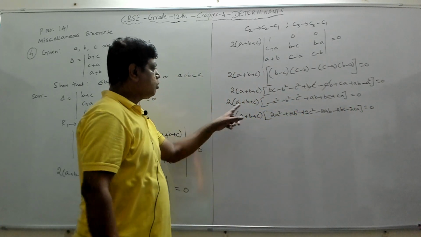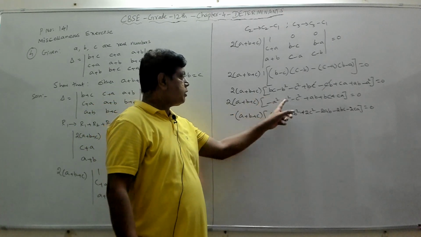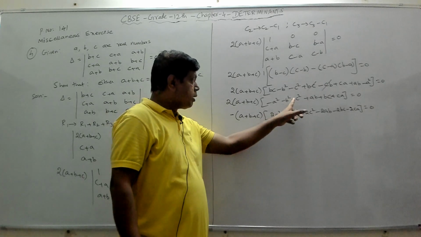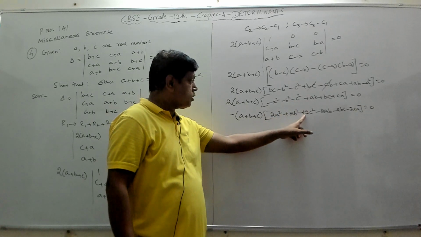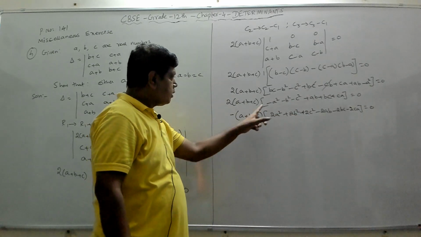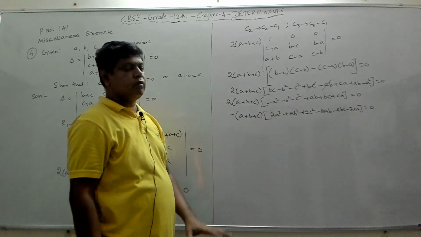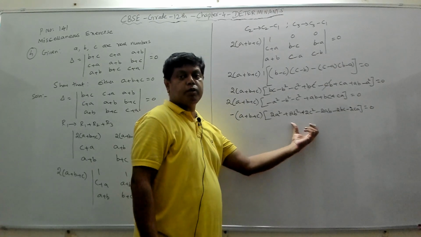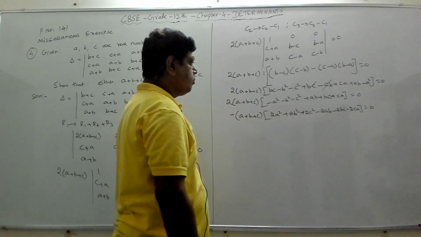Fine. This 2, when it goes here, it will become 2a square, 2 into b square, 2b square, 2 into c square, 2c square. But it should become minus 2c square. I am writing plus 2c square because I have taken minus common from all these. So why do we do this? Because this will get into the form of a minus b whole square and b minus c whole square form. That's why we are doing that.